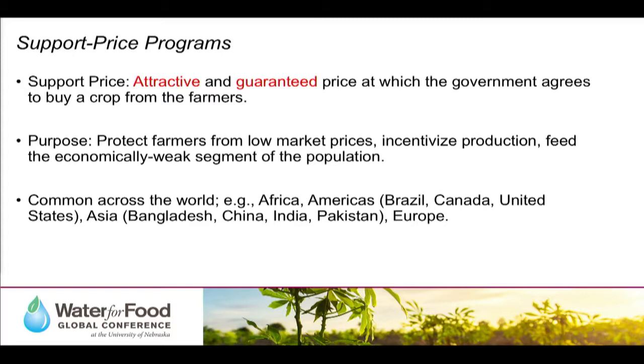Such programs are offered mainly for two reasons. First, to protect the farmers from fluctuating and low market prices. And second, to incentivize producing such crops so that they can feed the economically weak segment of the population at subsidized prices. Now, in spite of the surety of this support price, it has been observed that farmers are selling their produce at prices much lower than the support price. This practice is referred to as distress selling, and it has been observed mainly in developing countries. So my talk is going to focus mostly on the context of developing countries.